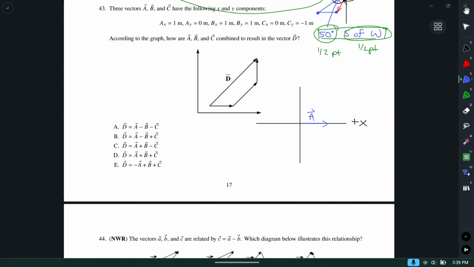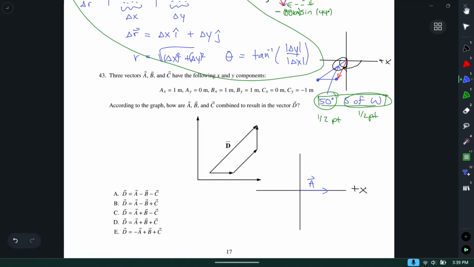Can you go over a kinematic equation problem? Sure. In 1D or 2D? 2D. Okay.